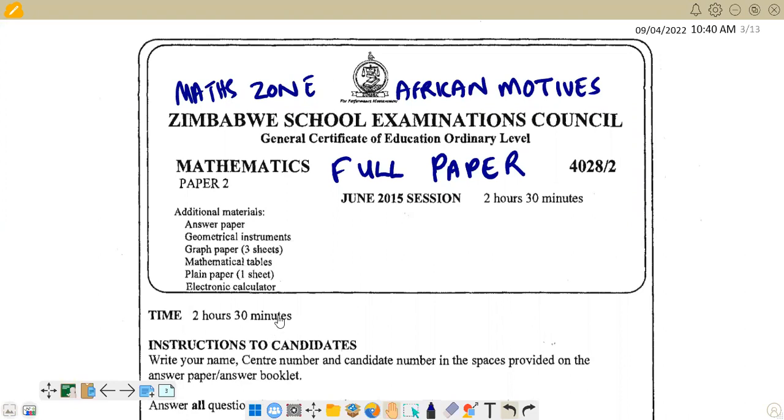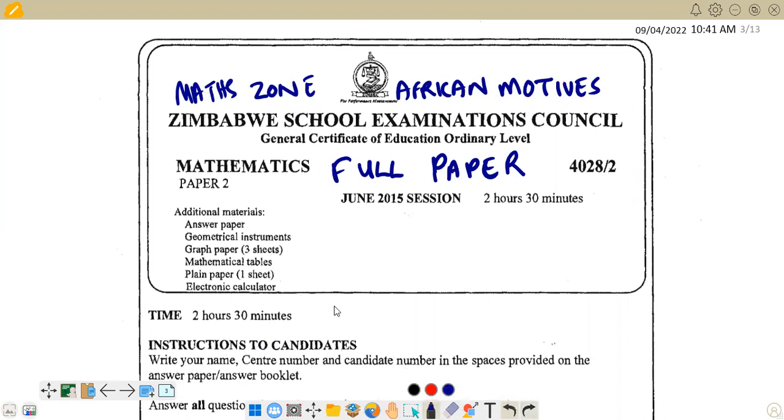Still working on O-level mathematics. In this platform, we shall have the question paper which was written in June 2015, which is paper 2. So we shall try by all means to finish up this paper that we are given. All right, so trying by all means to cover up everything.